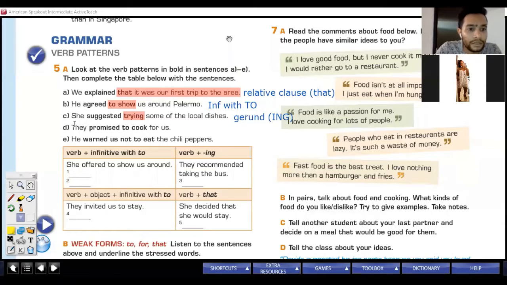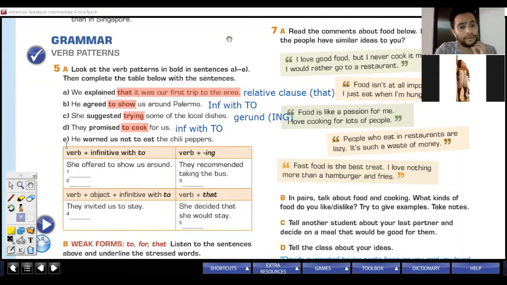Well, letter D. They promised to cook for us. Now this is similar. Actually, it's just like the same as letter B, that we got the verb promise, and after promise we got to cook. Now to cook stands for, one more time, infinitive with to. So promise always goes with this pattern. The verb promise goes with this pattern.